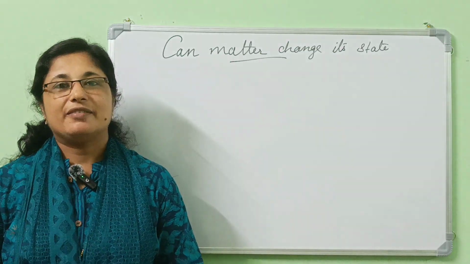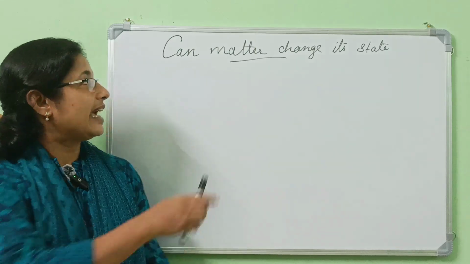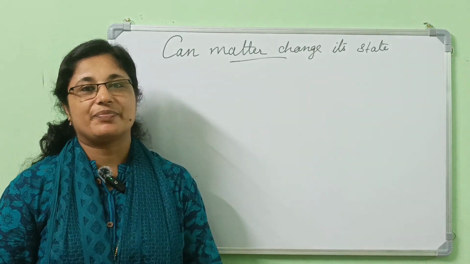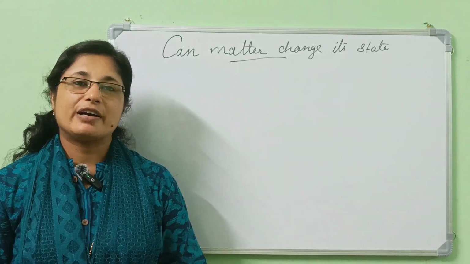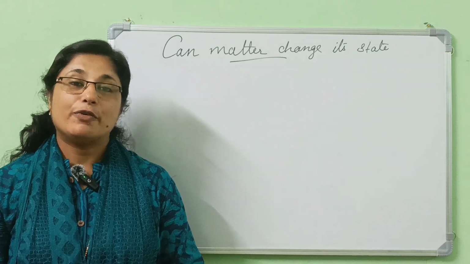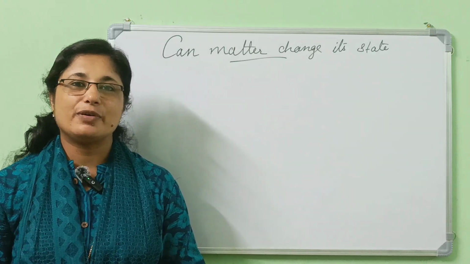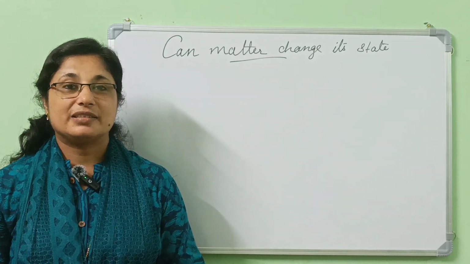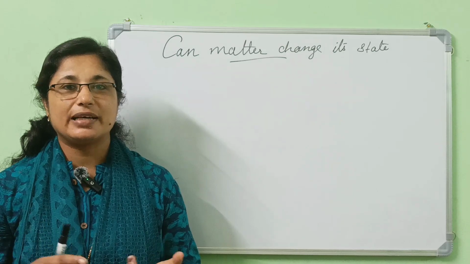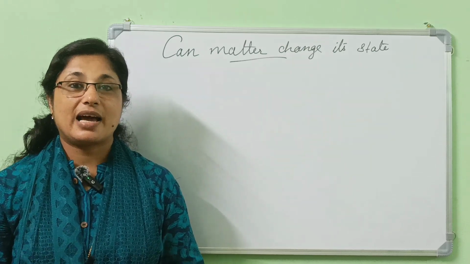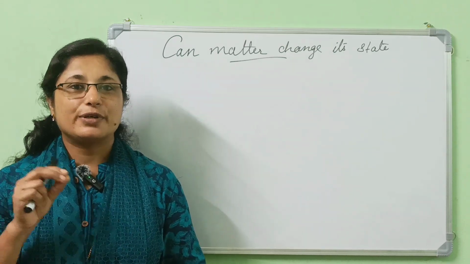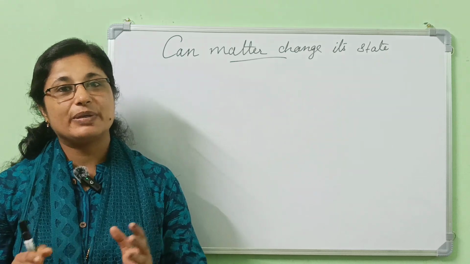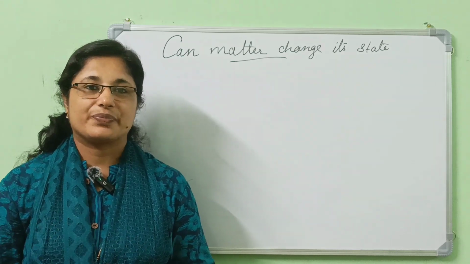In this part, we will discuss the topic: Can matter change its state? We all know from what we see around us that water can exist in all three forms of matter: solid, liquid, and gas. Ice is the solid form, water is the liquid form, and water vapor is the gaseous form.